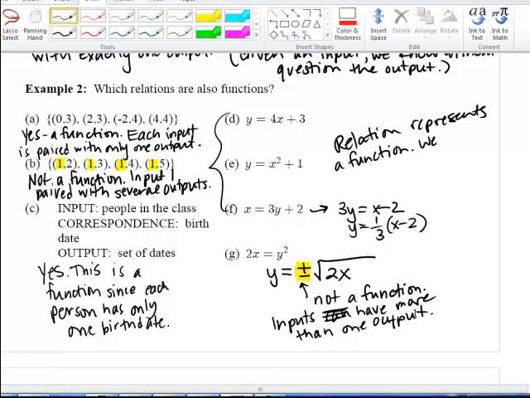But in all of these other examples, the relation represents a function. We can solve for y and get a single expression. That's the key. Not a positive or negative. So D and E and F are all representing functions. And the idea is if you can solve for y and get a single expression, then that equation represents a function.